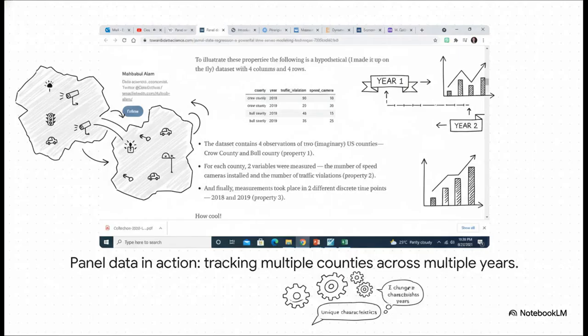Here's a super simple example. We're tracking 2 different counties across 2 different years. Now, this structure is incredibly effective because it lets us control for the unique, unchanging things about each county while also analyzing how things are changing over time. It just gives us much more reliable insights.